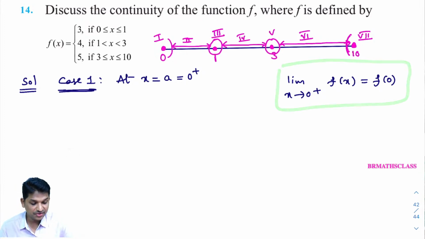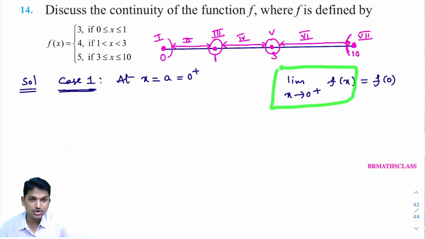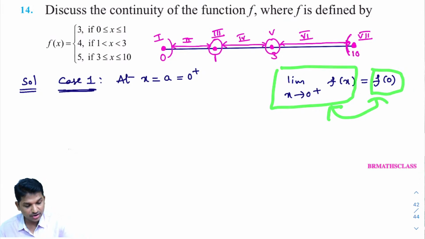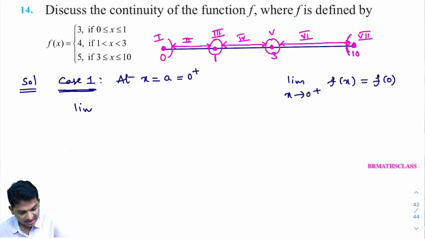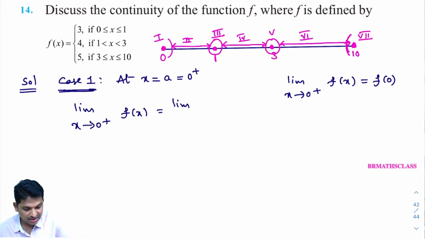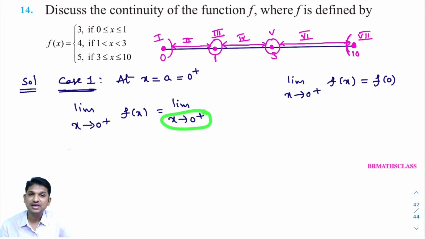To check this, first I'll calculate limit x tends to 0 from right f of x, and I'll calculate f of 0. If both values are the same, then I can say that this function is right continuous at 0. So first let me calculate limit x approaches 0 from right f of x. X approaches 0 from right means all x values are greater than 0.